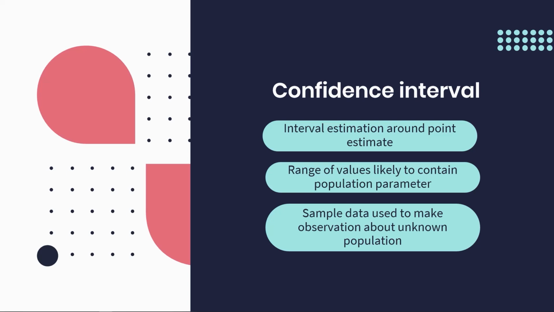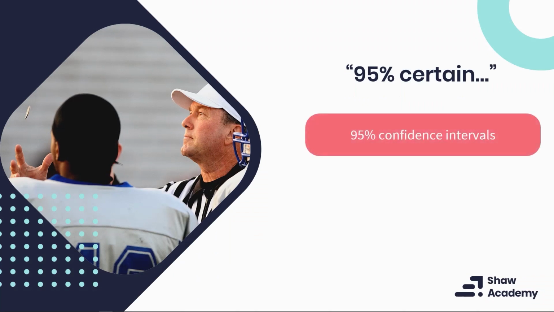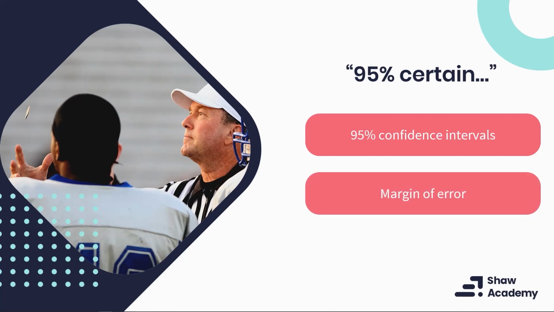Confidence intervals are used to measure the uncertainty or certainty of a sample method. In other words, to make an observation about an unknown population. You might have heard the phrase, "We are 95% certain that Group A falls within these ranges." This statement is just another way of saying that the population parameter of interest is contained within the 95% confidence interval. In the vernacular, sometimes confidence intervals are also referred to as the margin of error.